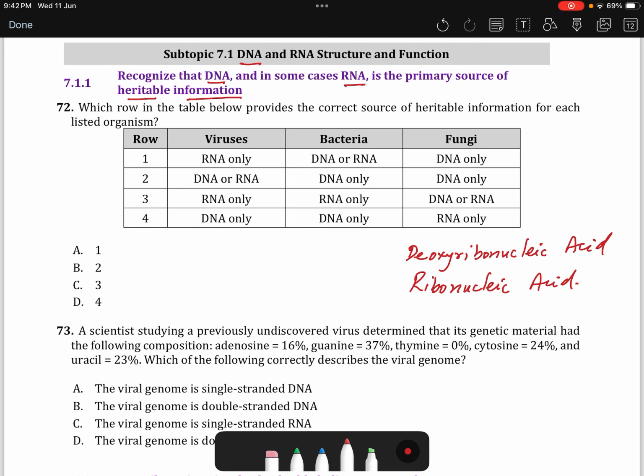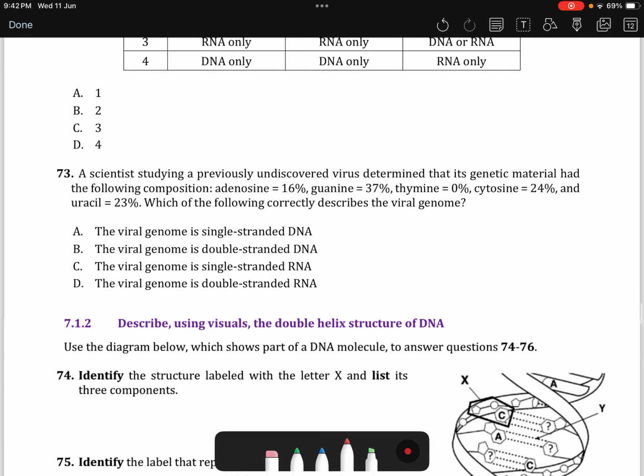Which row in the table below provides the correct sequence or source of heritable information for each listed organism? So we need to see what happened. So again, apply the same rule that target anyone and then you can go with it. For example, I want to target virus, and I know that in the viruses, as per my knowledge, DNA or RNA can be the genetic material, and not RNA only, not DNA only. So it means that the correct answer is B over here. So this is the only correct answer we have. It's so simple, so easy. This is called the elimination rule that you have to follow.